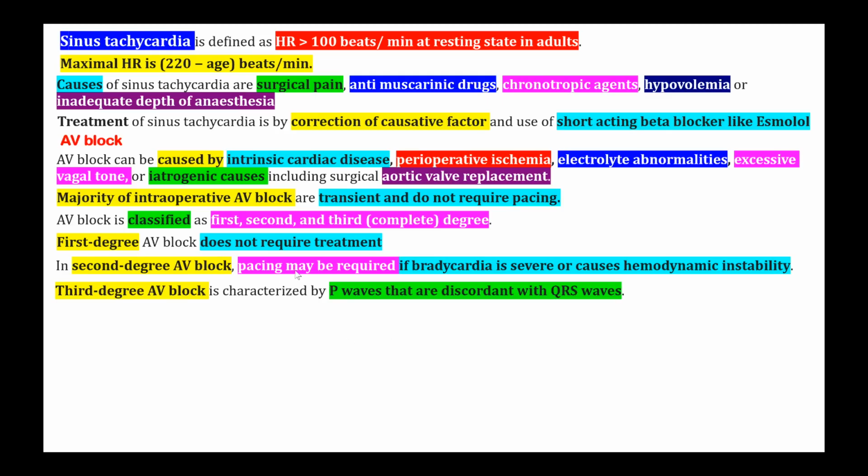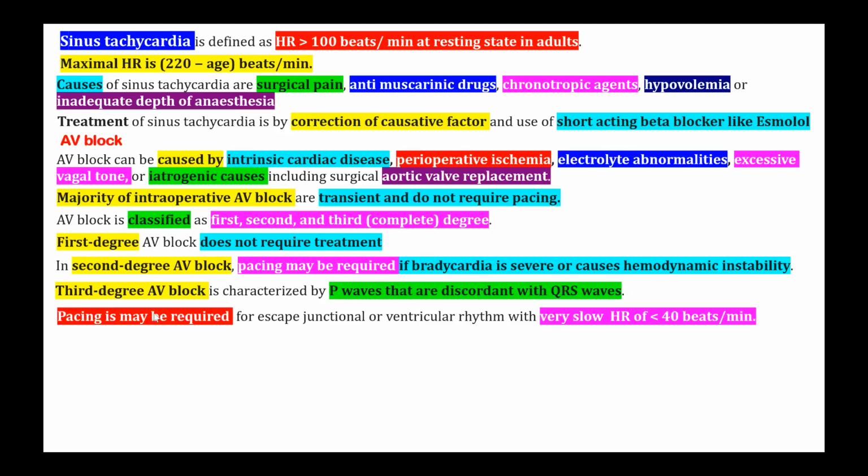And the second one is the couplet type, which happens when after every 2 or 3 beats, one beat will be missed. And the third degree is the most risky or dangerous, also called the complete heart block, where P waves are discordant with QRS waves. There is no QRS following a P wave, and pacing may be required in these cases when the heart rate is less than 40.